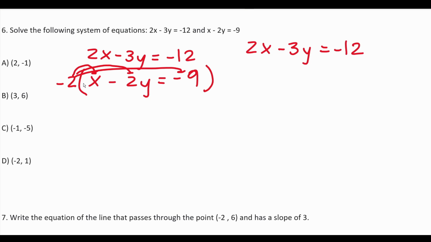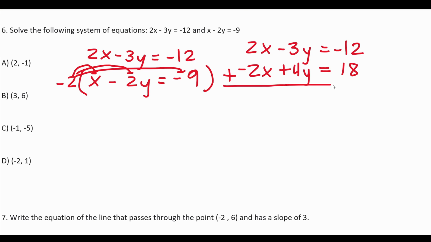And let's start distributing this negative 2. Again, negative 2 times x is negative 2x. Negative 2 times negative 2y is positive 4y. And negative 2 times negative 9 is going to be 18. Again, negative times a negative is a positive.